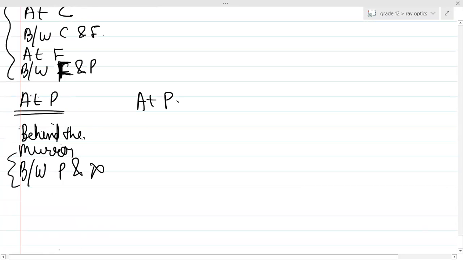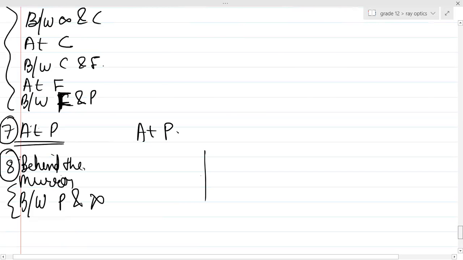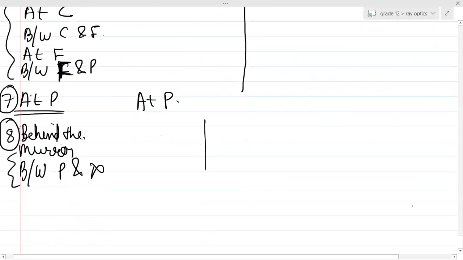So this last case, this was the 7th case and this is basically the 8th case. The 8th case is basically behind the mirror. Here in this case, where exactly the image will be formed, we need to see. So these are basically all 8 cases of your concave mirror, right?